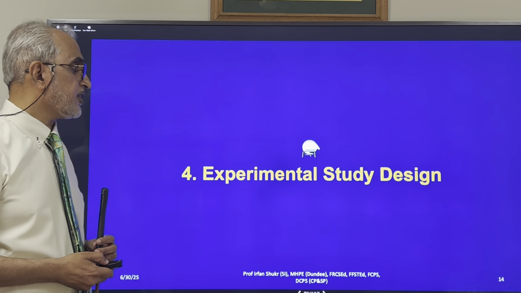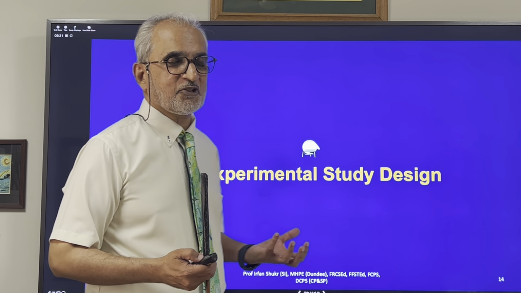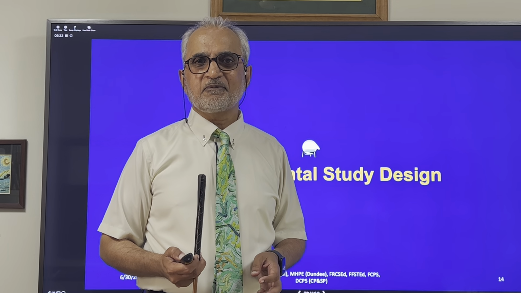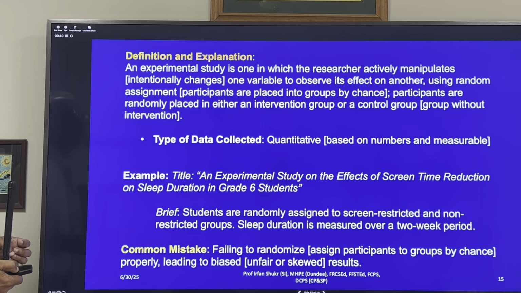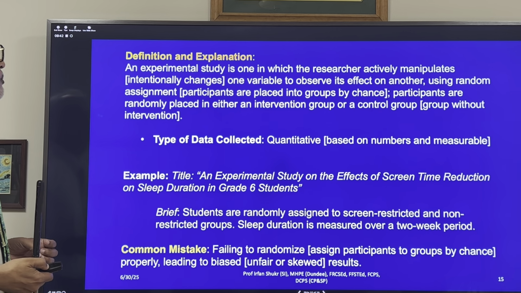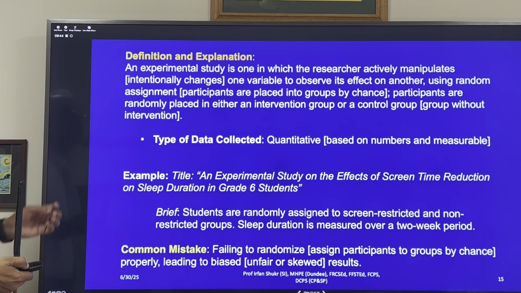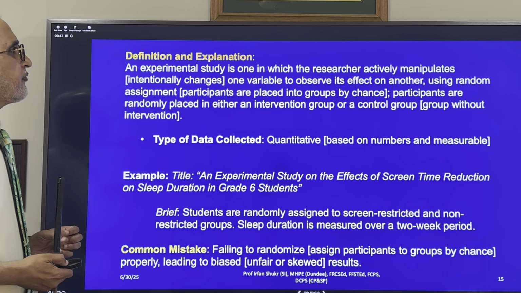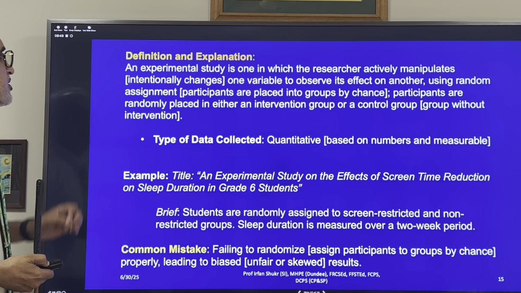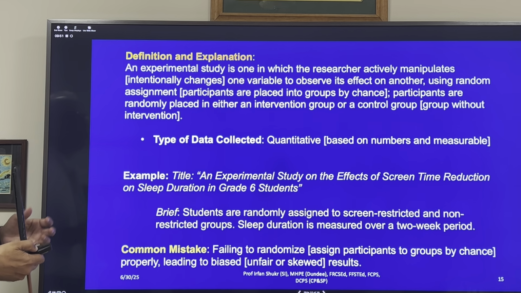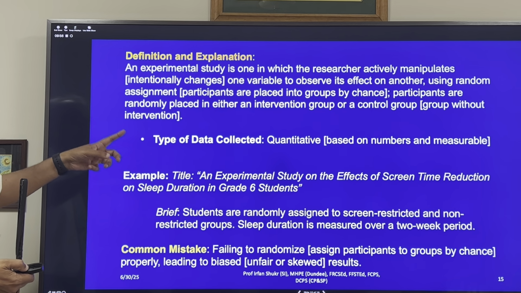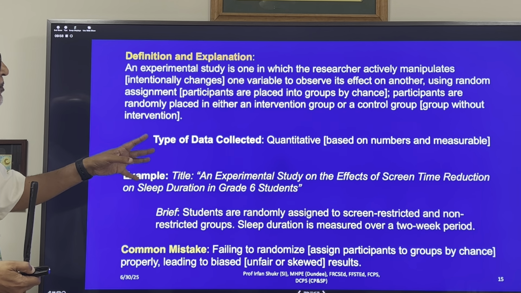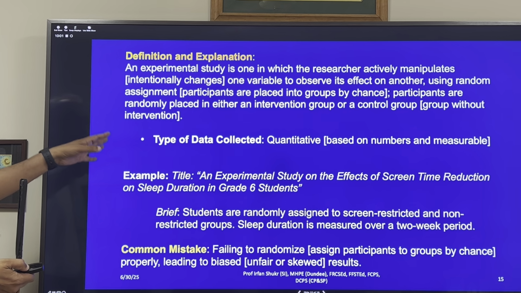Fourth is experimental study design. By now, you must have understood the difference between these two, and what that could be: randomization. An experimental study is one in which the researcher actively manipulates, intentionally changes, one variable to observe its effects on another using random assignment. Participants are placed into groups by chance. Participants are randomly placed in either an interventional group or a group without intervention.